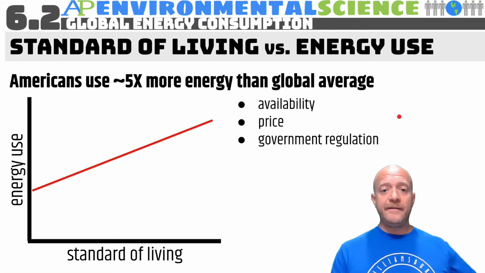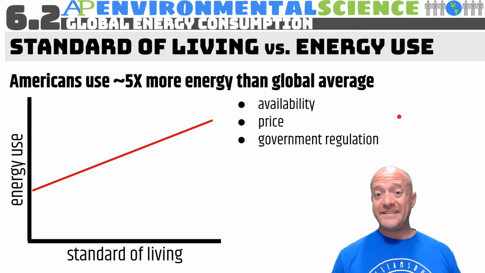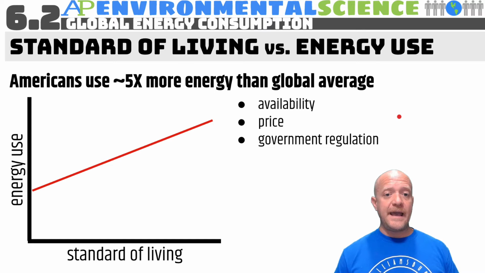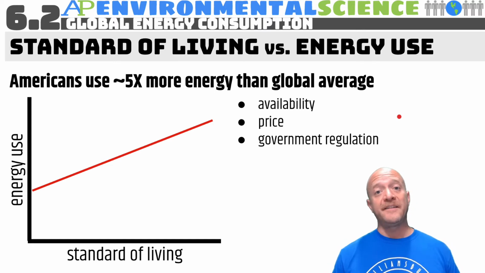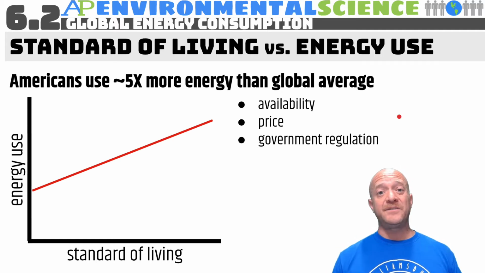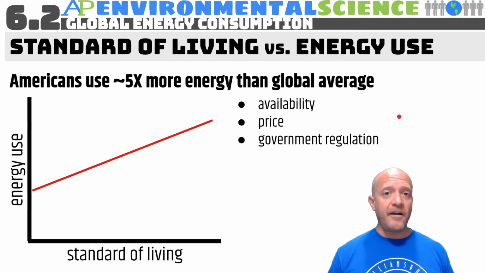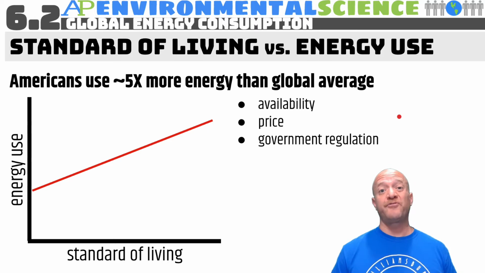So globally, the standard of living indicates the amount of energy that a country would use on average. And the United States has a very high standard of living. We're a much wealthier country than most. Americans use about 5 times more energy than the global average. And across the board, as the standard of living increases, energy use also increases. Now, there are anomalies and there are outliers. However, this is a general trend.